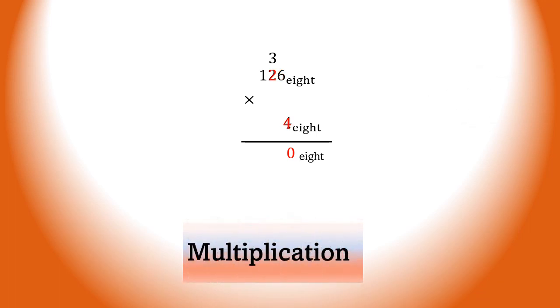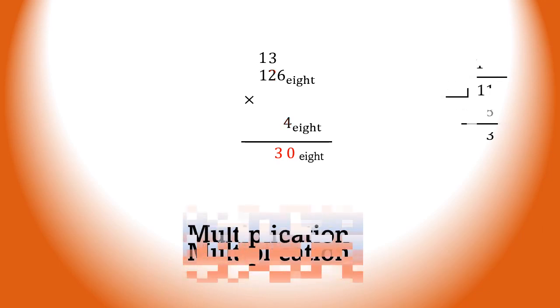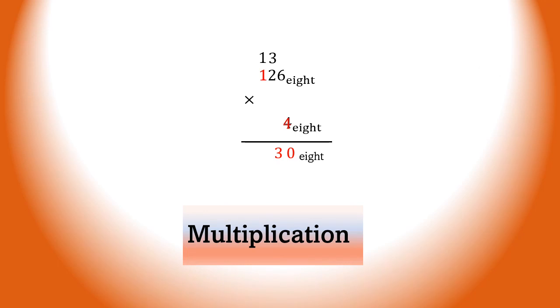Now 4 times 2, that's 8, plus 3, that's 11. So 11 divided by 8, the quotient is 1. So we carry the quotient, and the remainder is 3. So we write the remainder, and we carry the quotient. Now 4 times 1, that's 4, plus 1, that's 5. So we don't have issues, we can write 5.